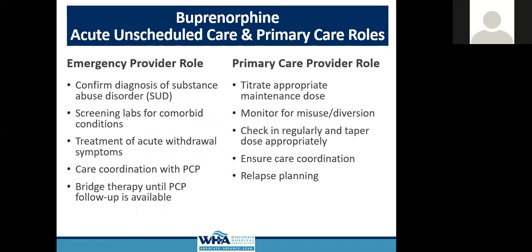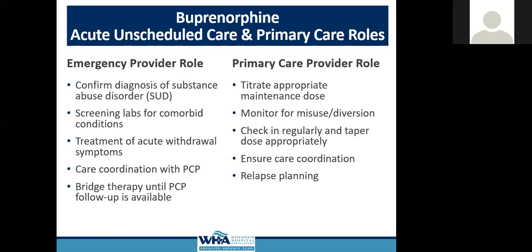I just wanted to provide this overview slide so that we're all on the same page in terms of how the Yale protocol is laid out and how the buprenorphine prescribing is supposed to flow. So if you look at the left-hand column here, you're going to want to confirm a diagnosis of substance abuse disorder. And there's a standard way to do that and a checklist on how to do that. You are going to want to send screening labs. We'll tell you which labs to send, but basically make sure your patient doesn't have liver failure, HIV, one of these comorbidities, test for pregnancy. You're going to want to treat acute withdrawal symptoms and then coordinate care with a PCP so that you have bridge therapy available until they get to that PCP induction visit.